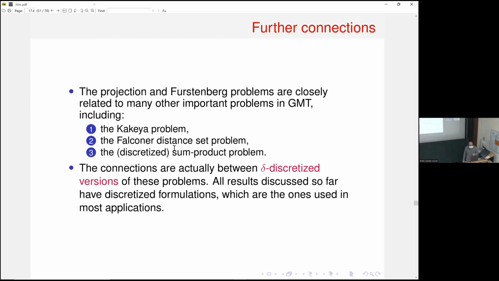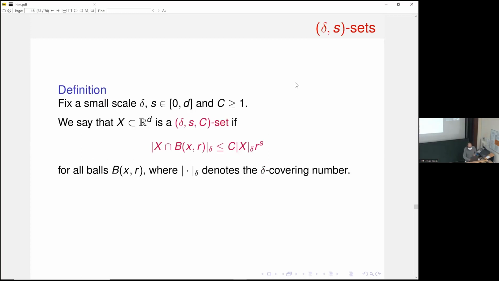But I've stated everything in terms of Hausdorff dimension, and the Hausdorff dimension versions that I stated are not really related to each other. To relate them to each other, you have to pass to discretized versions. By discretized, I mean stating versions of all of these theorems or questions at a finite scale delta. Then you can find connections, which are mostly non-trivial, but there are many well-known connections between all of these problems. So I want to state the discretized version of our theorem, because this is the version that is actually connected to all of these other problems.